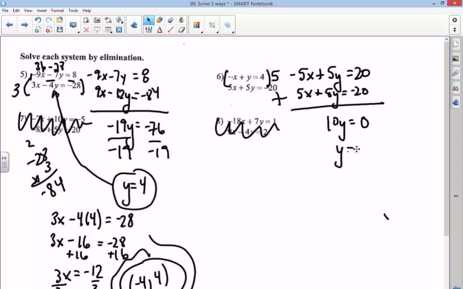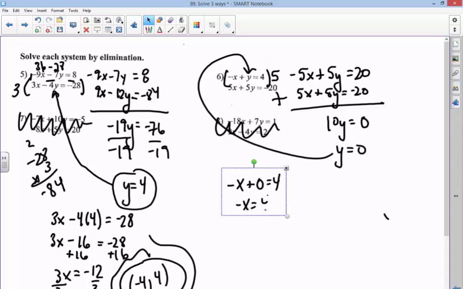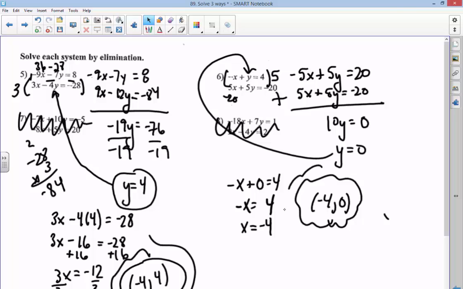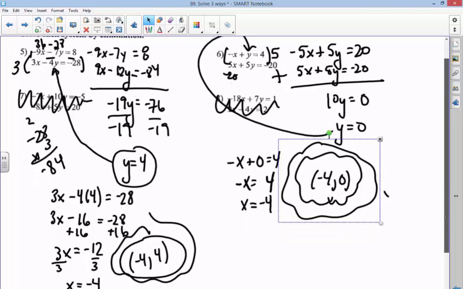So y equals 0. I'm going to plug the y right back into the top. Top one just has smaller numbers. So if negative x equals 4, then positive x equals negative 4. So the ordered pair solution appears to be negative 4, 0. Let's go ahead and plug it into the bottom just to make sure. So 5 times negative 4 is negative 20. 5 times 0, because that's what the y is, is 0, and negative 20 is equal to negative 20, so hooray, that works also.